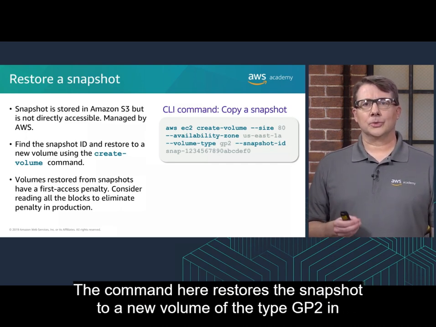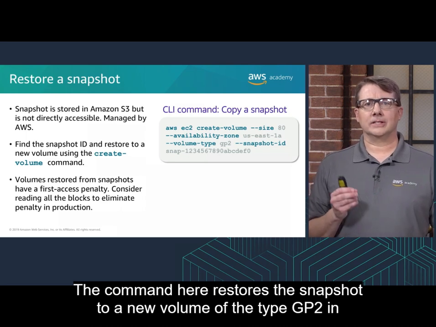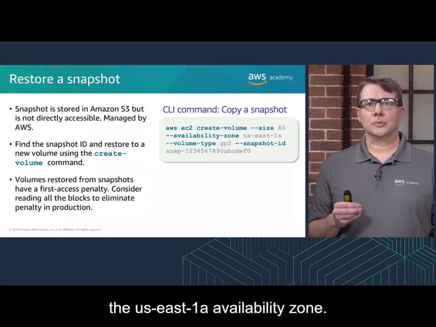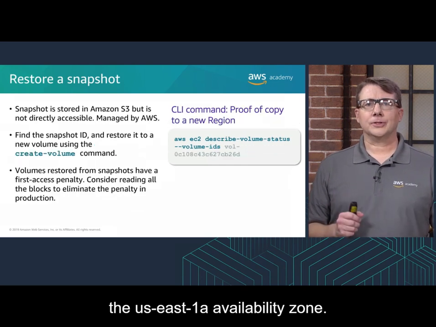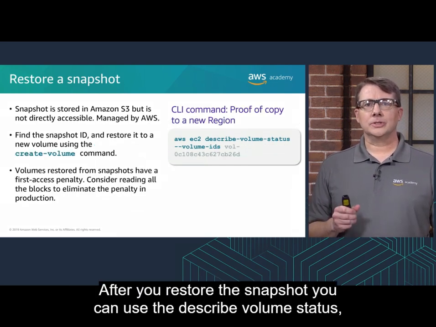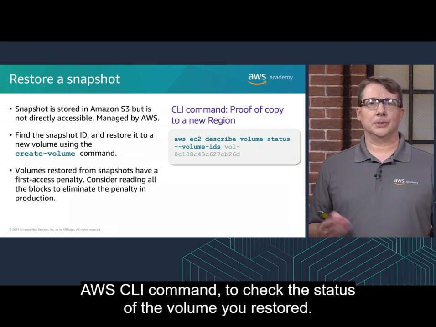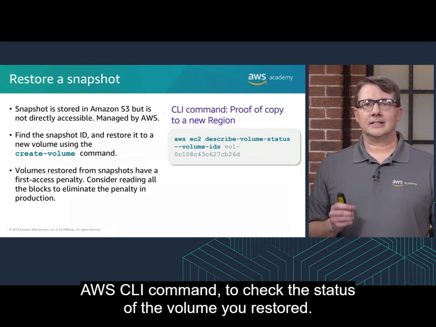The command here restores a snapshot to a new volume of the type GP2 in the US East 1A availability zone. After you restore the snapshot, you can use the describe volume status AWS CLI command to check the status of the volume you restored.